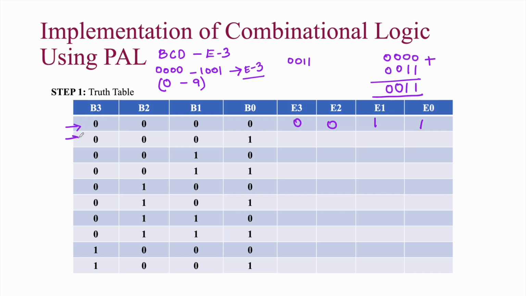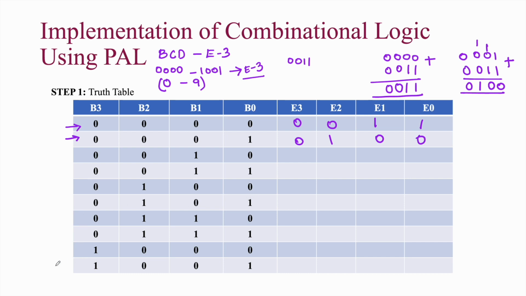In the same way, let us do the second one. It is 0001. So, 0001 plus 0011. When we add, 1 plus 1 will give you 0 with a carry 1. Again, 1 plus 1 will result in 0 with a carry 1, and then 1 and 0. Therefore, 0100 is the XS3 code.